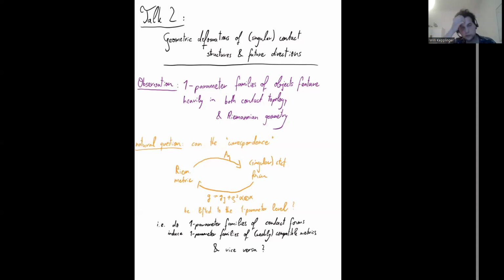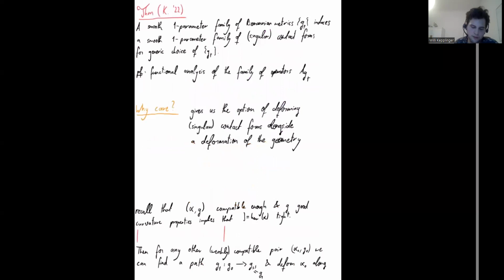There's a result I proved last year, which tells you that a generic smooth one parameter family of Riemannian metrics induces a smooth one parameter family of singular contact forms, all of which are compatible with the associated Riemannian metric. Depending on your tastes, the proof may not be exactly fun. It involves a bunch of functional analysis. What you need to analyze is whether you can avoid double eigenvalues of this Beltrami operator along a one parameter family of Riemannian metrics. So that's functional analysis, not exactly topology.